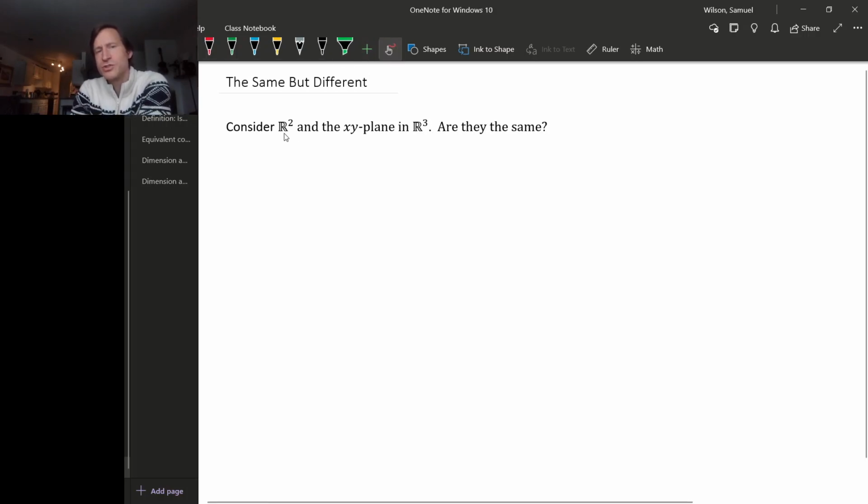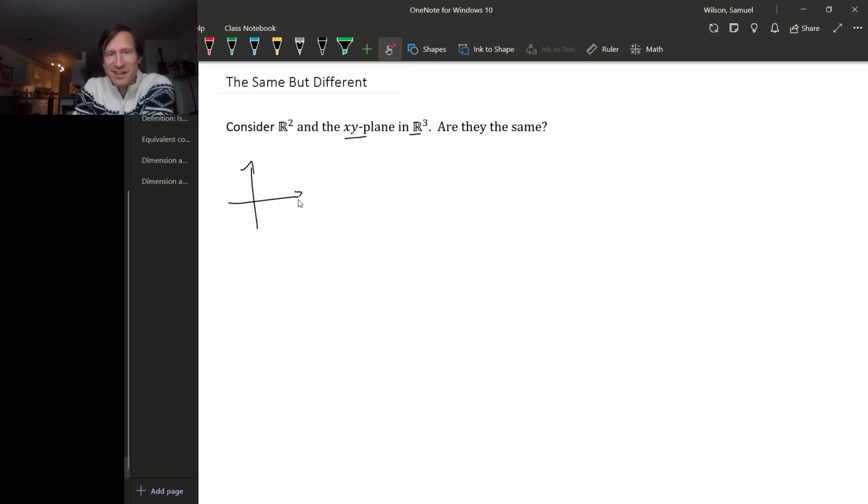Let's compare R2 and the xy plane in R3. Now R2 is just our old friend, the xy plane. But remember, technically R2 is the collection of vectors with two entries like this, right? So this is R2.